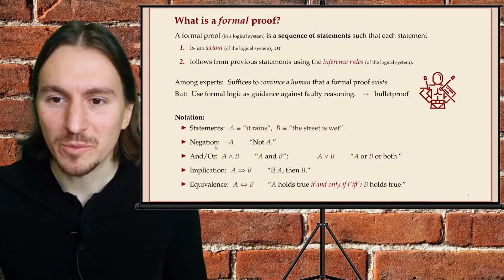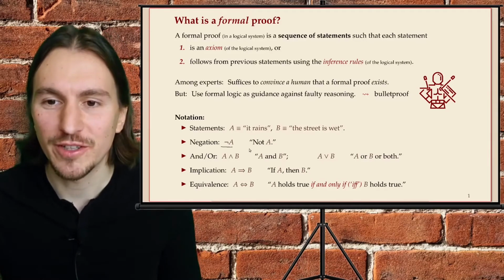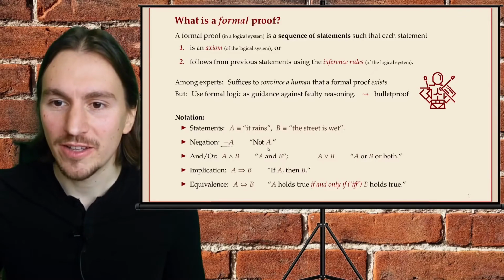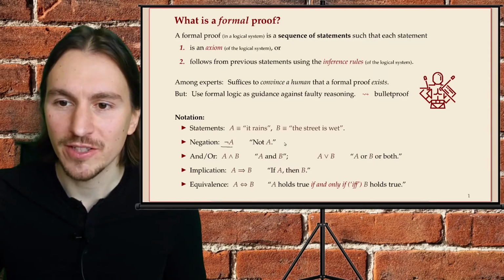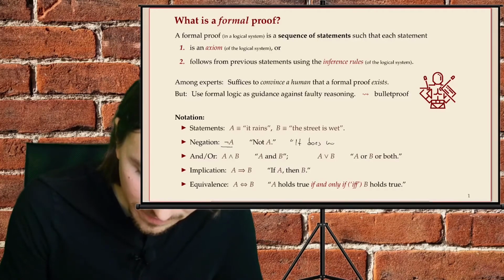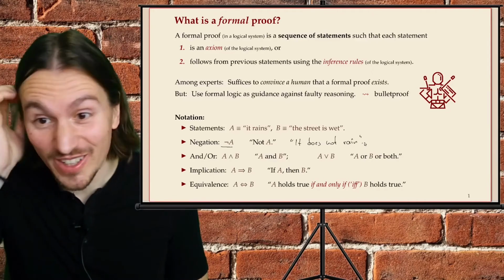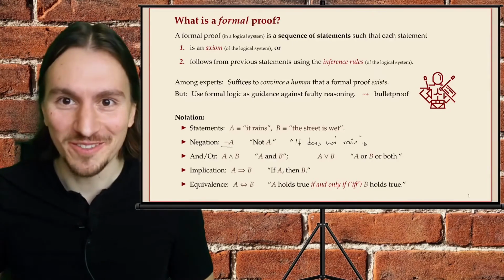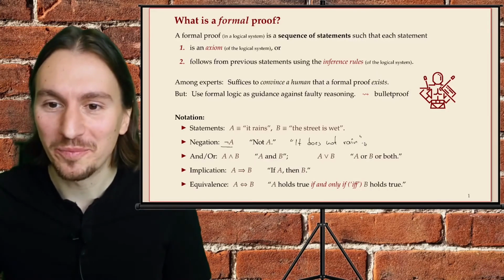If we have a statement, we can negate it. That means we put this funny symbol in front of it. And that is a new statement, which has just the opposite meaning. So not A is the statement that in English we would say that it does not rain. But in more computerized speak, you could just say it's not it rains. Well, sounds not great, but it's understandable.